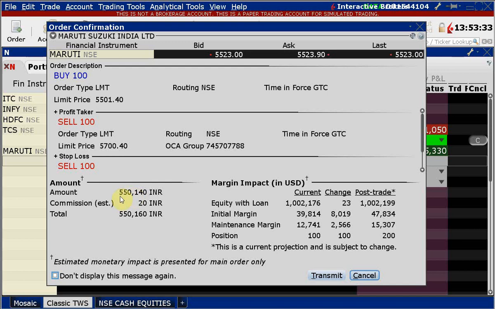One of the questions that we were focusing on: what is the value of my position? If I'm planning to buy 100 shares of Maruti, this is the value of my position, and the estimated commission. You have to actually go to the IB website and read up the commission structure. This is part of your training. Whenever you're trading with any broker, every broker will have their own commission structure.